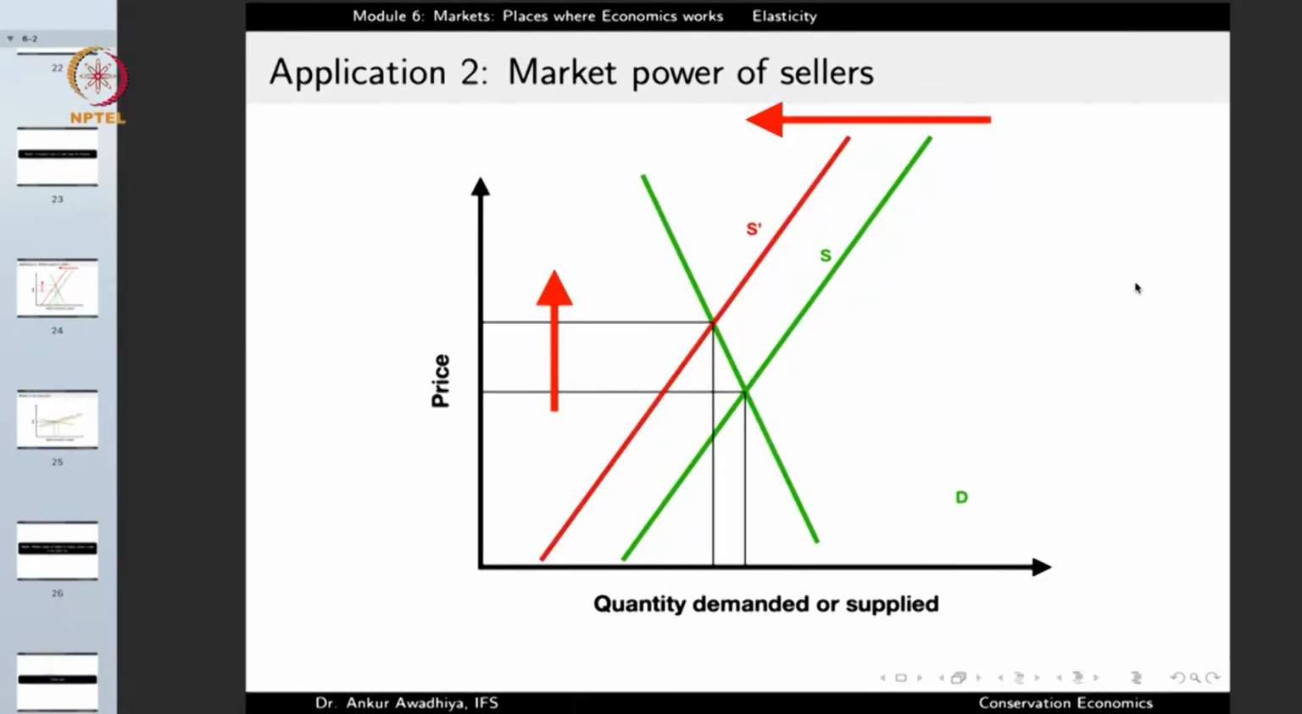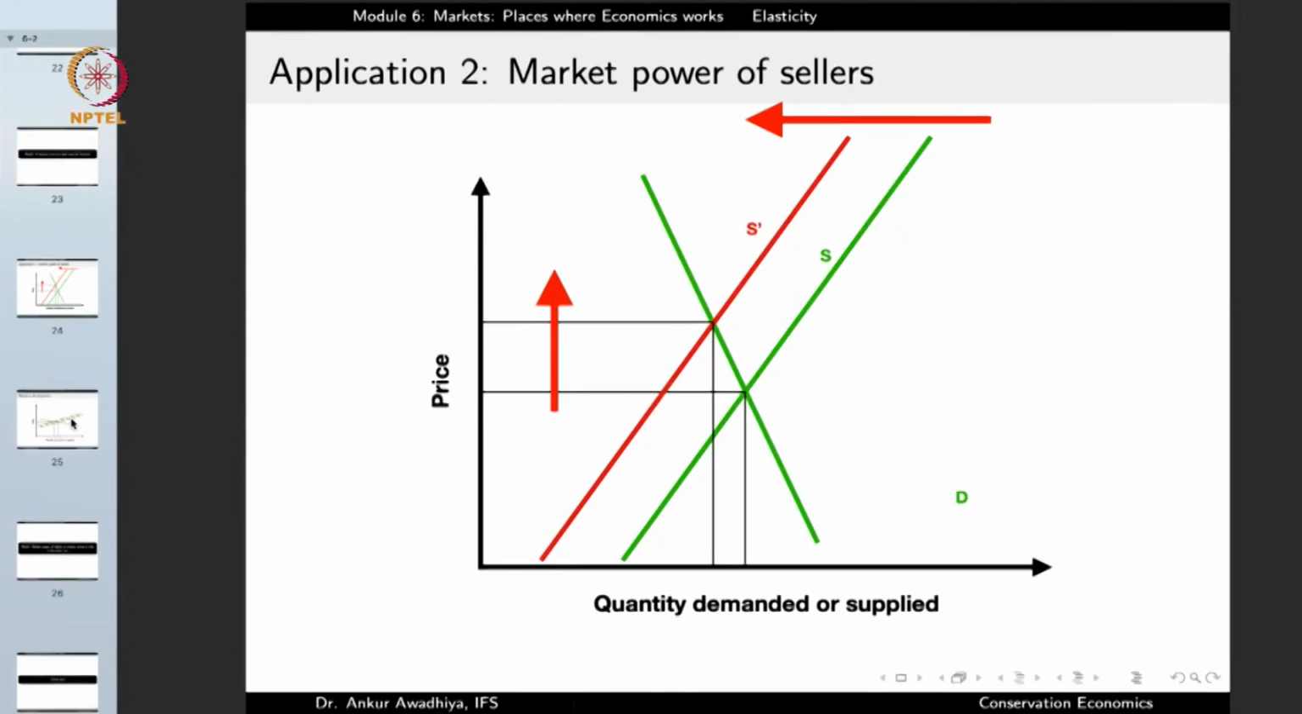Now, if you will remember when we talked about a perfectly competitive market, it means that the sellers and the buyers should not have the ability or the power to change the prices. But if the demand and supply are inelastic, then the sellers have a great amount of market power. But then this is in the short term.